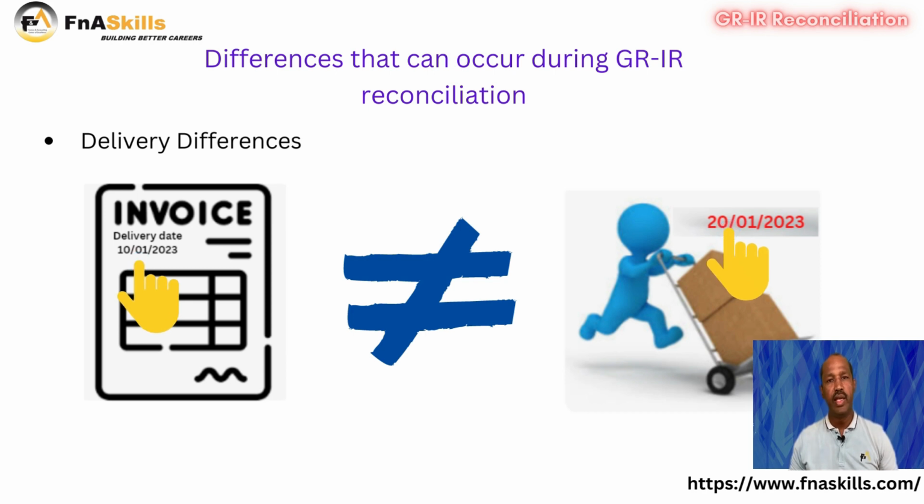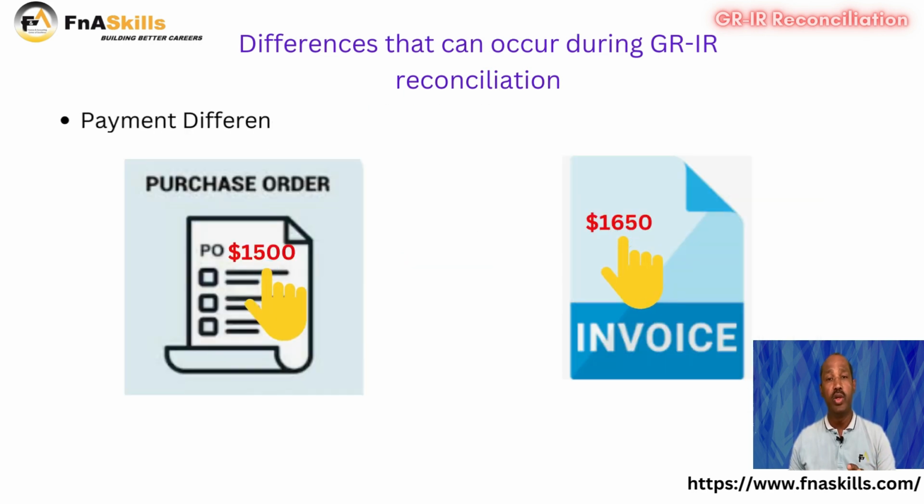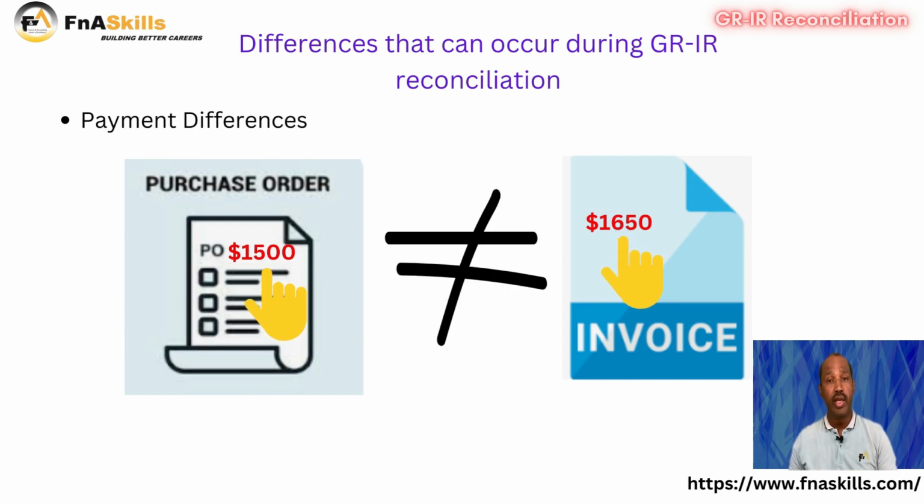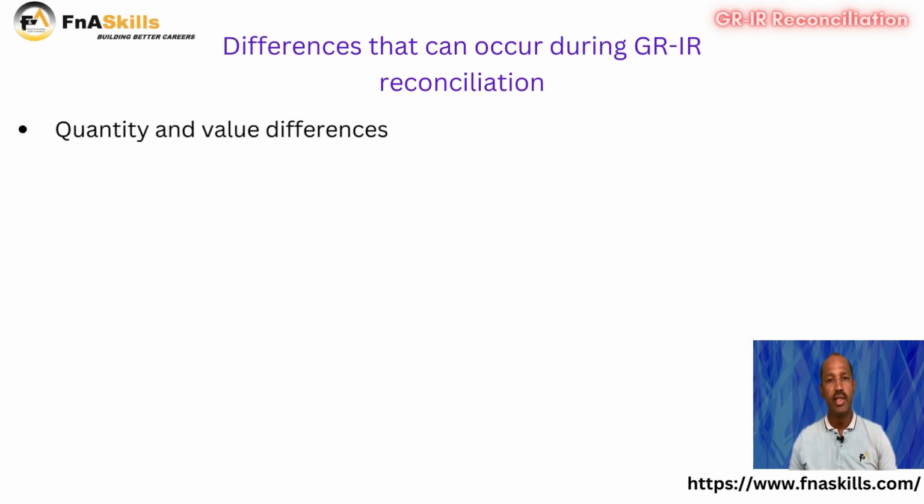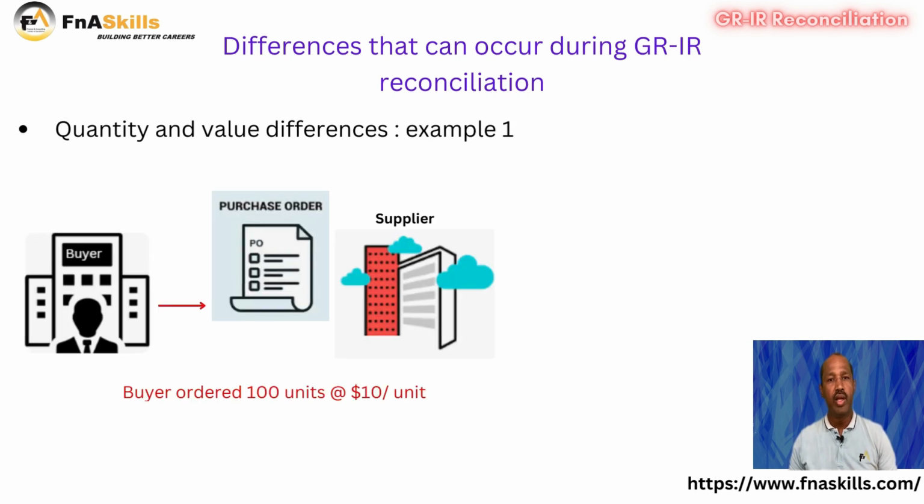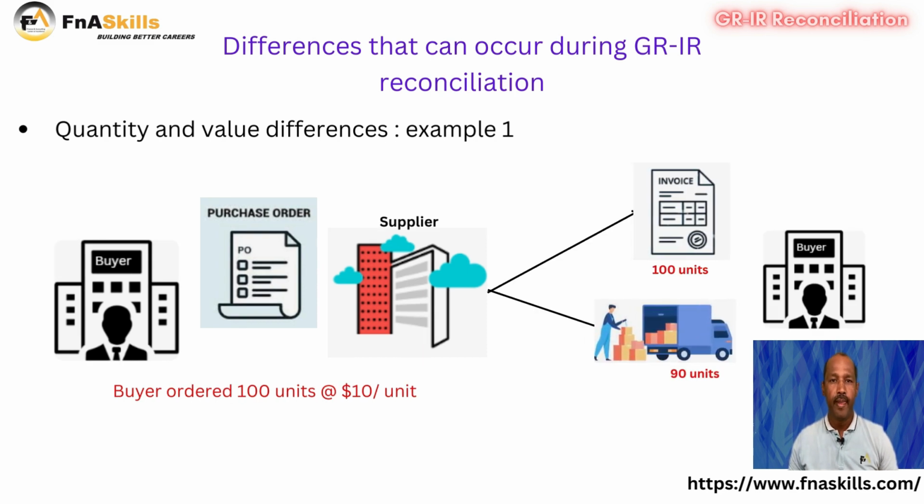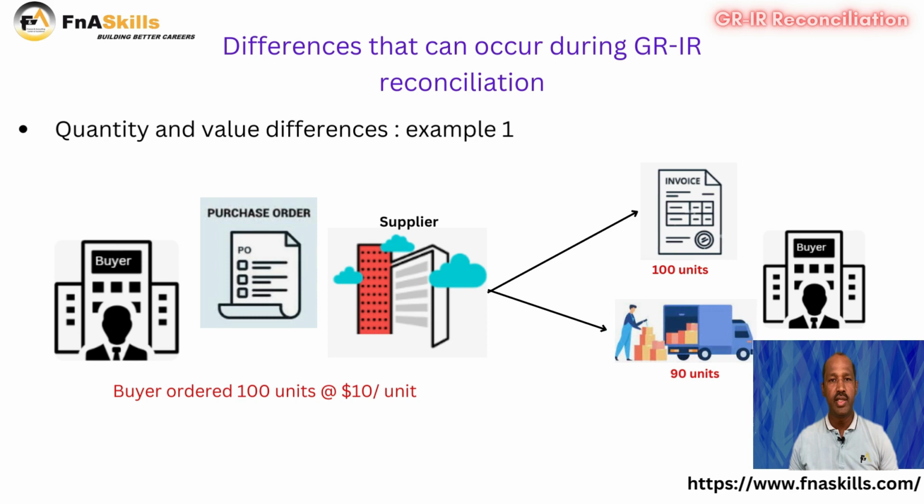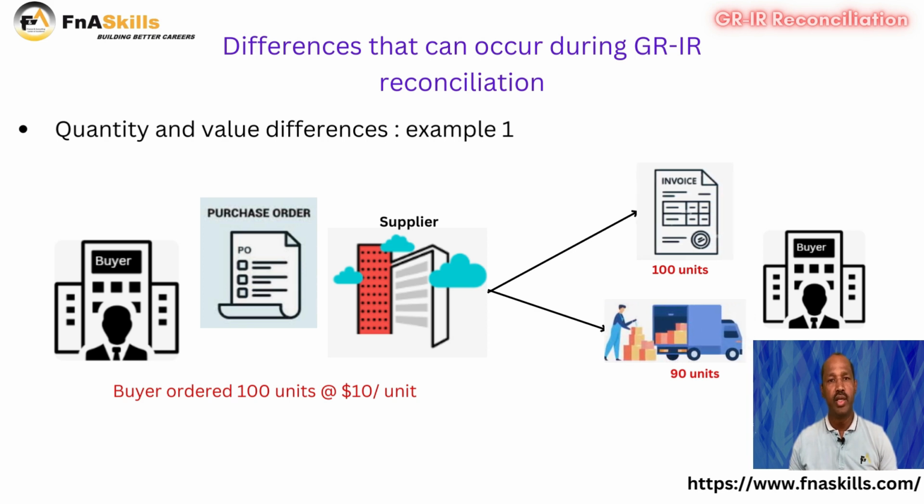Now let's talk about quantity and value differences, where quantity and value both are different. The quantity of the goods received may or may not be correct, but the value is not as per the invoice. This could be due to differences in the unit price or the discount. An example of quantity and value difference in a GRR reconciliation would be a company ordering 100 units of a specific product at a unit price of $10 from a supplier. The supplier sends an invoice for 100 units at $10 per unit, but when the company receives the shipment, they find there are only 90 units of the product which are delivered.